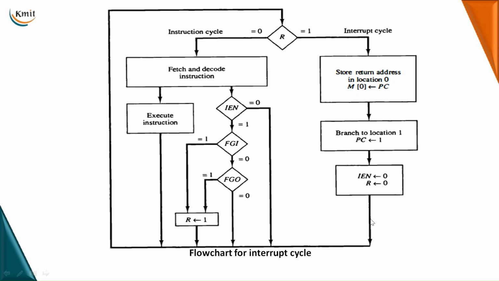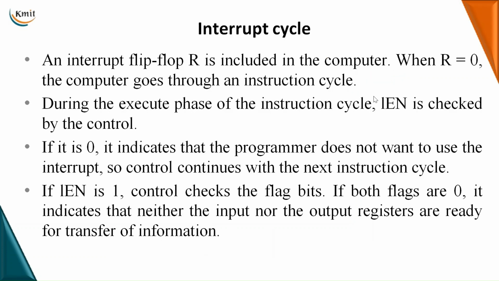Once the interrupt service routine is over, it will go back to the M of 0 location, where it finds the old value of PC, and start executing wherever it had left off. So let us see this interrupt cycle with a small example.